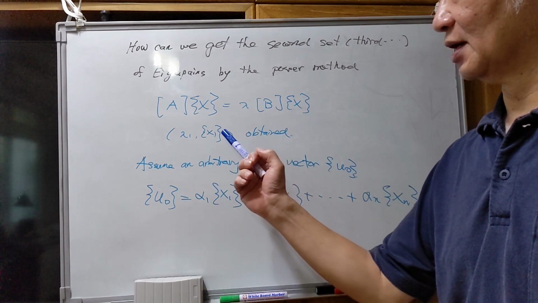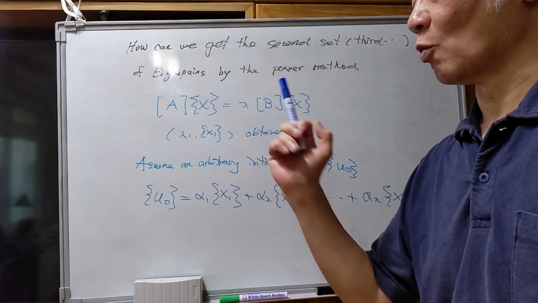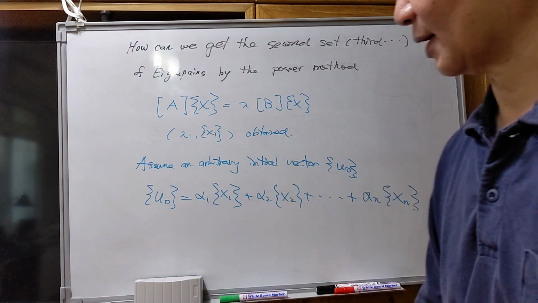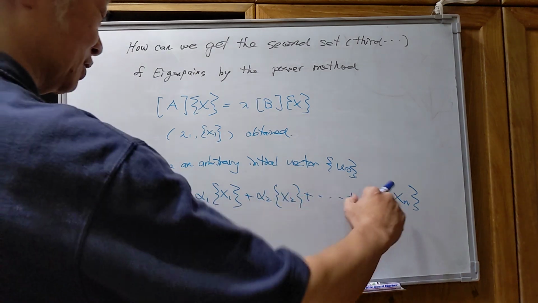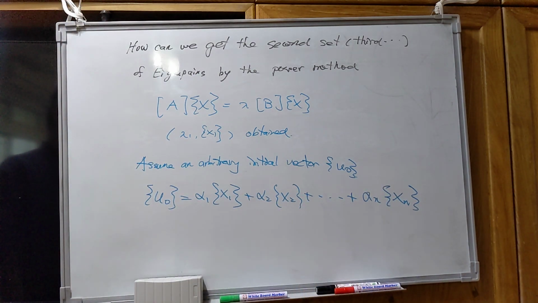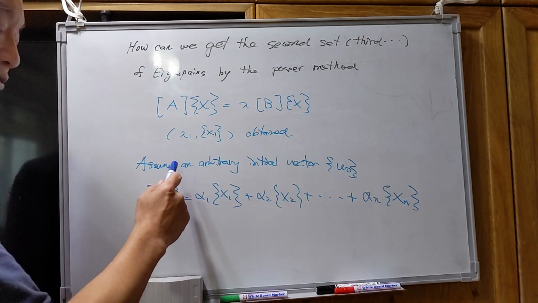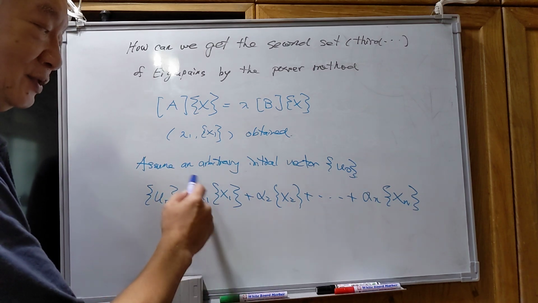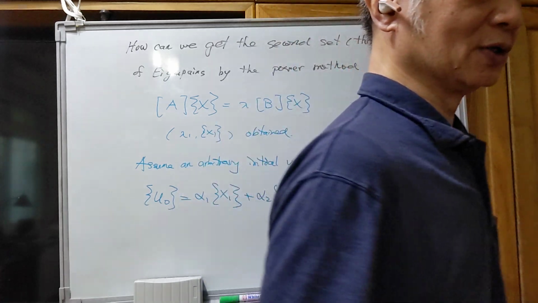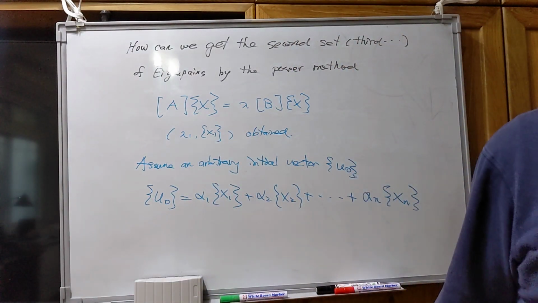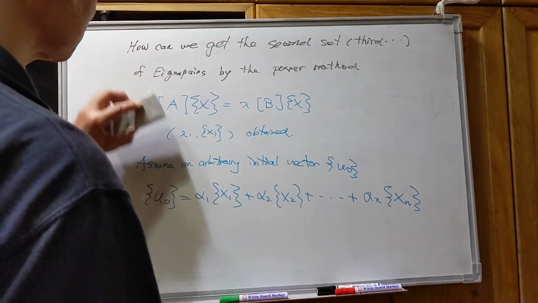And right now we know one eigenpair. After you assume this arbitrary vector U0, we can try to eliminate the component vectors that come from x1, since we know x1 already.